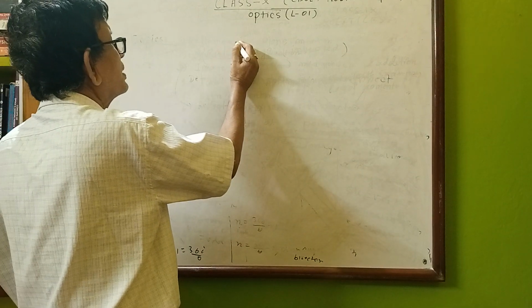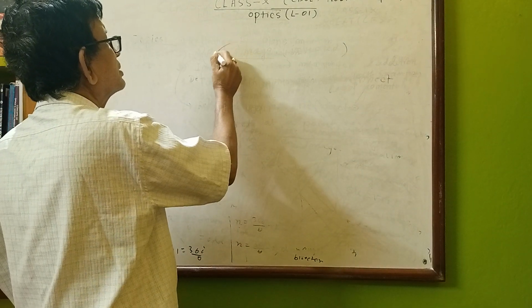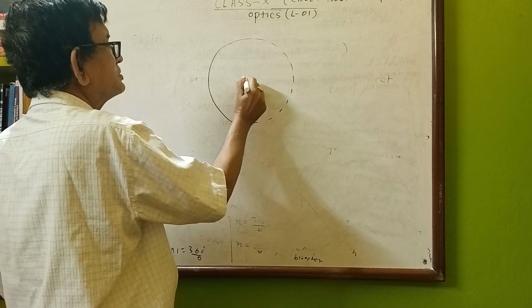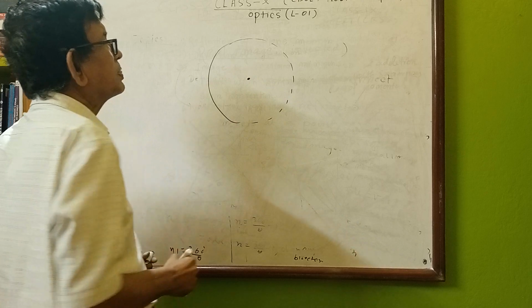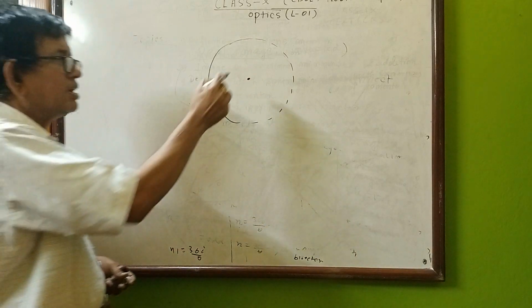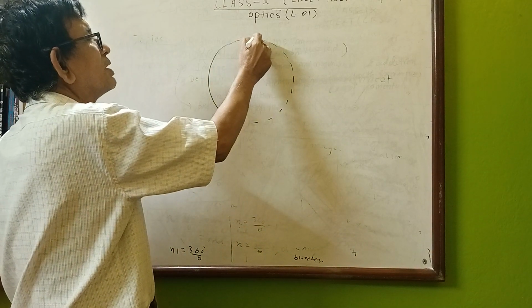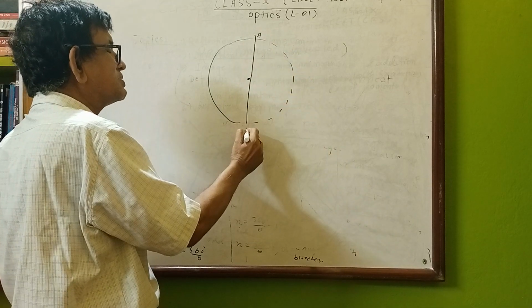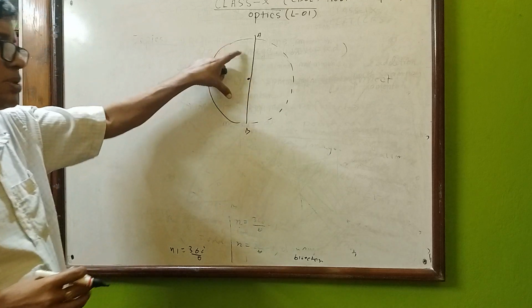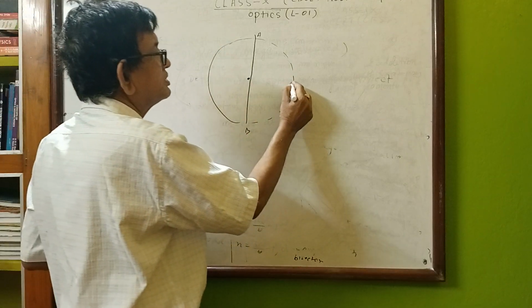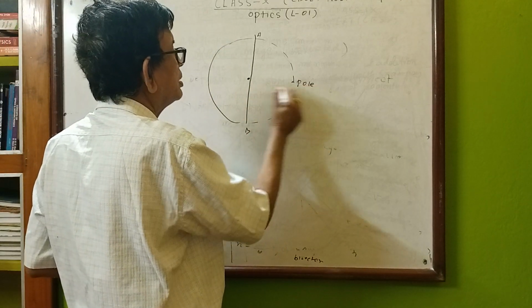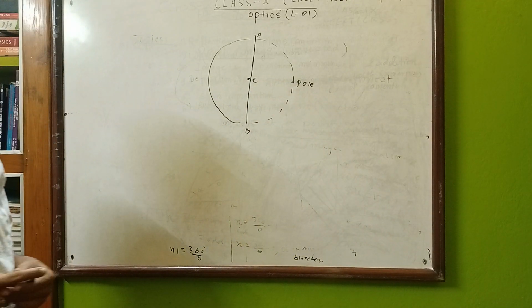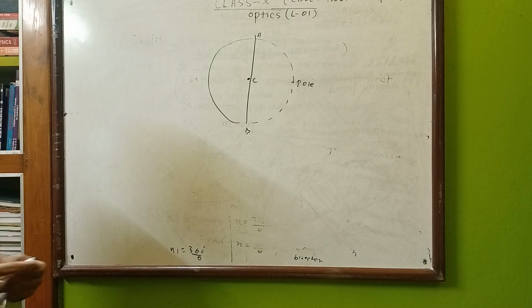Spherical mirrors: this is a transparent spherical surface. Now this is the center. A spherical mirror is a portion of a hollow sphere. This AB is called the aperture, the diameter exposed to light. This is the pole. This is the center of the hollow sphere, which is also the center of the spherical portion.